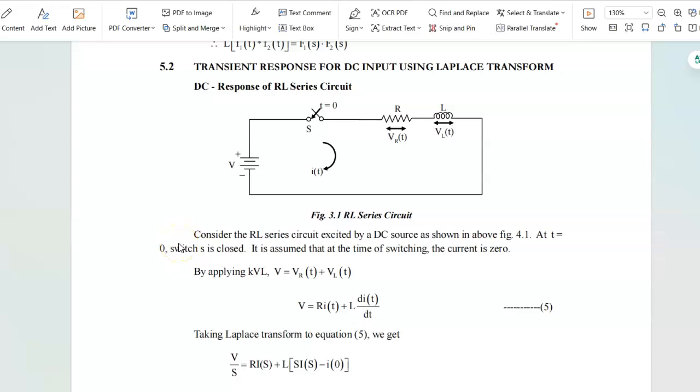Good morning everyone. In this video, we'll see transient response for DC input using Laplace transform.